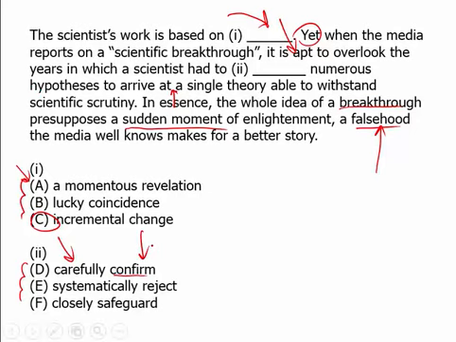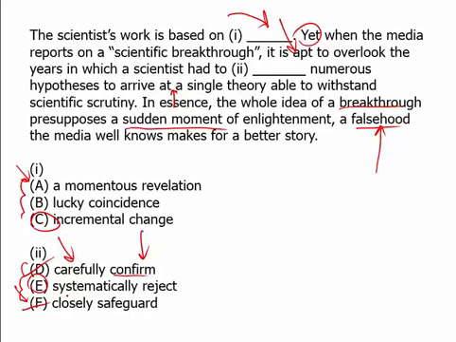Therefore, you would not be confirming. That doesn't make sense, to confirm these hypotheses to arrive at a single one. The single one is the one that wins out. Therefore, you would be systematically rejecting. So now we're able to get to the correct answer. As I promised, though, we will deal with these other answer choices. Closely safeguard. You're not protecting these hypotheses. You're testing them out and rejecting them and going with the one that actually can withstand scientific scrutiny. That's single theory. So we can get rid of F.